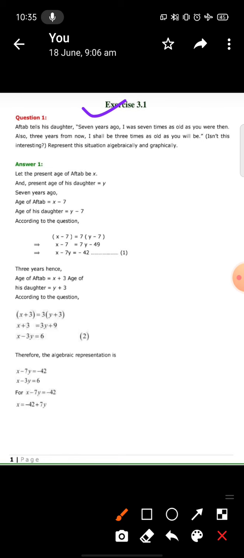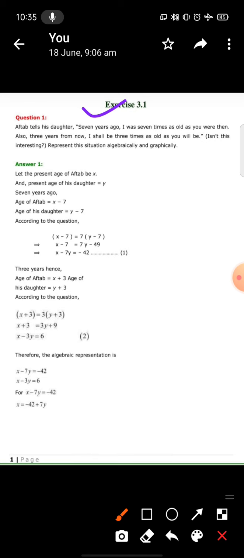So firstly we have to understand the question completely. Question number one is: Aftab tells his daughter, 7 years ago, I was 7 times as old as you were then. That means he was 7 times as old as his daughter was at that time. That means we take the daughter's age at that time, and Aftab's age is 7 times that.